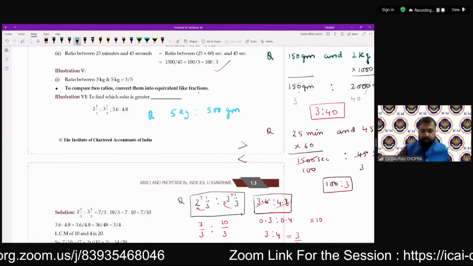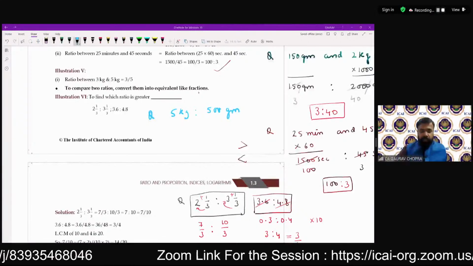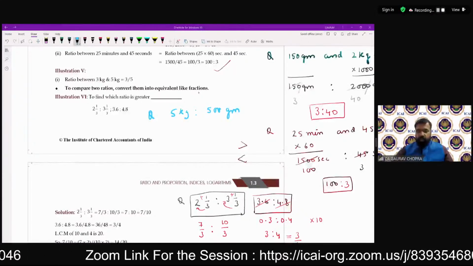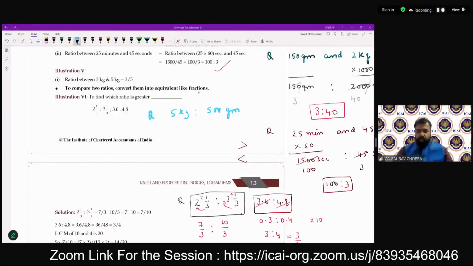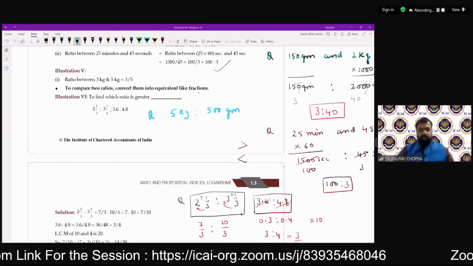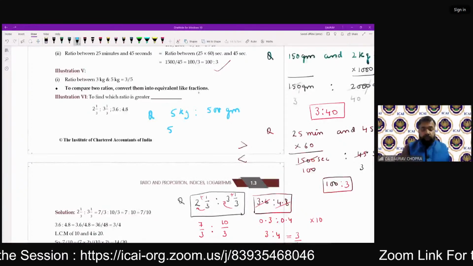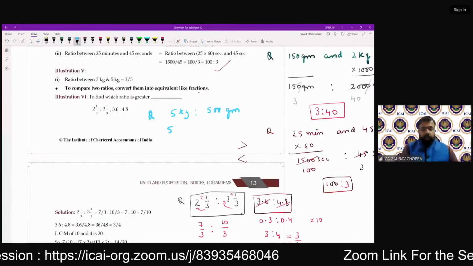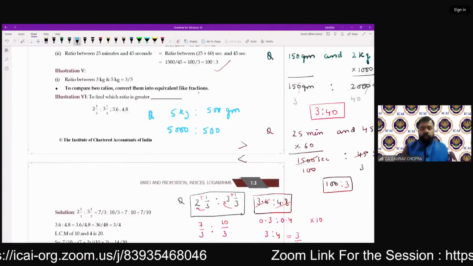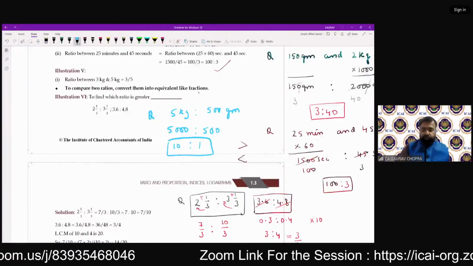Yes, one answer is given. Kaustubh has given 10:1. Devendra has also given the same answer, 10:1. That's good. Yes, Abhinav, Anuja, Yash, everyone has given the correct answer. That's nice. So 5 kilogram, you have converted this into grams, so 5,000 and then ratio 500. So your correct answer is 10:1.